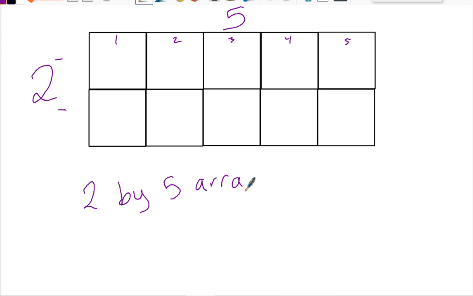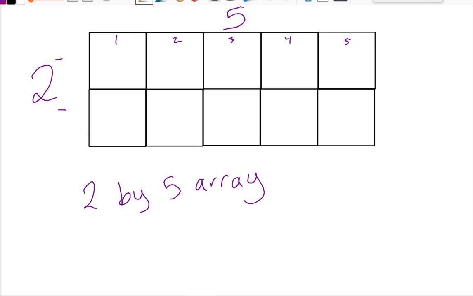So here I have an array. And we want to look to see how many rows I have. Well, there are 2 rows. So I have 2 rows, and then we need to see how many squares are in each row. So we have 1, 2, 3, 4, 5 squares in each row. So this would be a 2 by 5 array. So an array is equal groups arranged in the shape of the rectangle, which is what we have here.